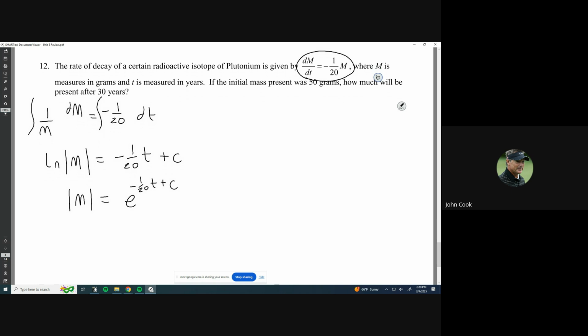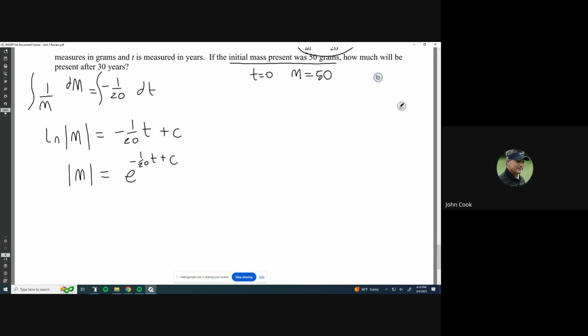And then let's see. If the initial mass, so when t was equal to 0, the mass is equal to 50, then how much will be present after 30 years? So we can solve for the c value in this case. Well, okay, let's solve this a little bit further.